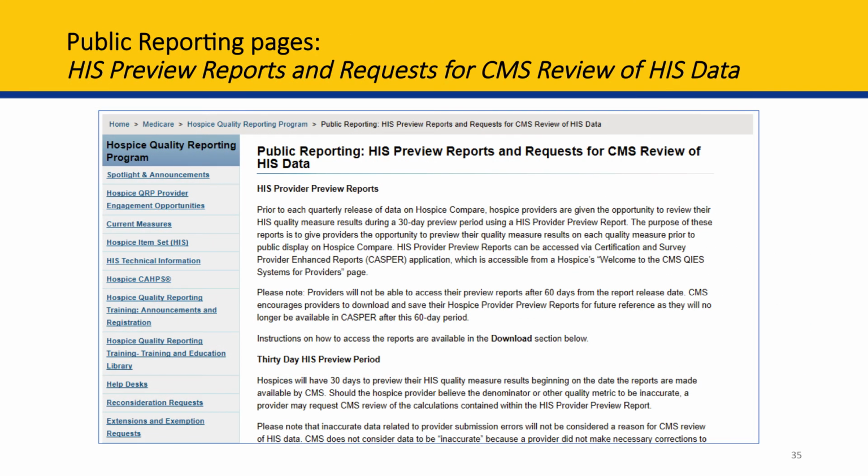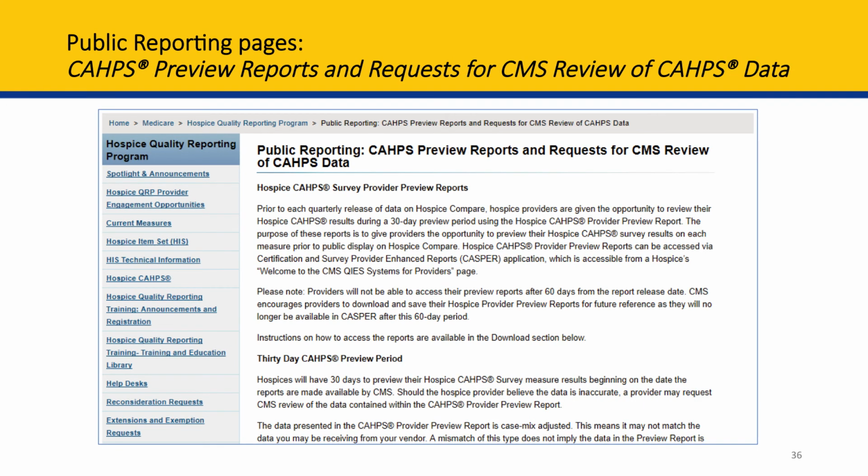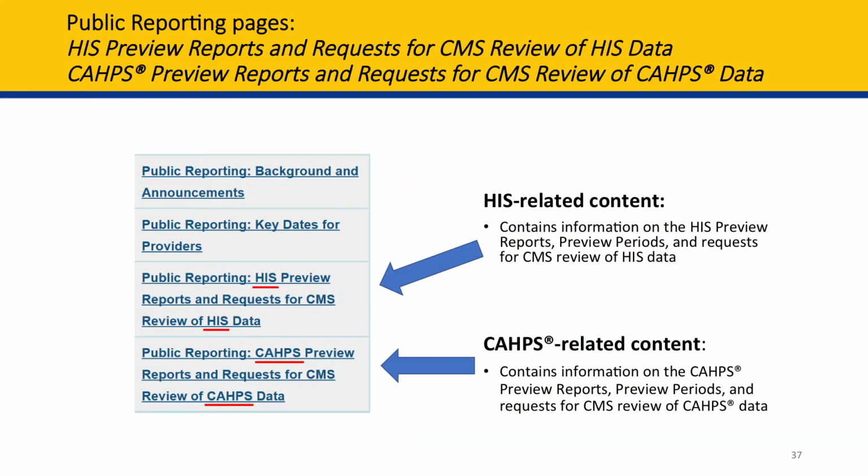The final 2 public reporting tabs are specific to preview reports and requests for CMS review of data. Note that there are 2 separate tabs to cover this content, one that is specific to the HIS and one that is specific to Hospice CAHPS. Slide 35 shows a screenshot of the HIS specific tab. Slide 36 shows a screenshot of the CAHPS specific tab. There are 2 separate tabs because the process for requesting CMS review of data is different for HIS and CAHPS.